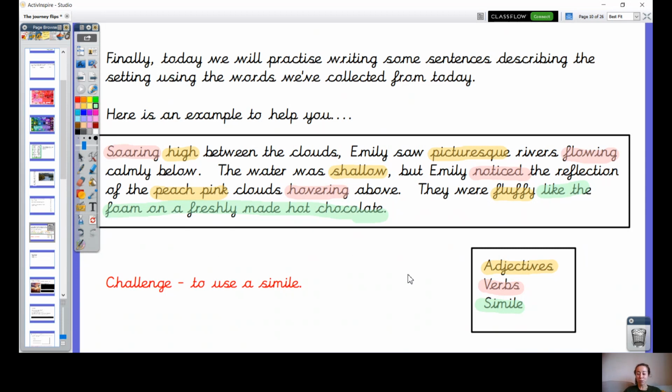So now it's your turn. You're going to have a go at using your vocabulary words in your inspiration station. And underneath on the second half of your page, you're going to have a go at writing a little setting description using some of those words. If you like a challenge, have a go at using one of your own similes and try and make it quite original. Okay, I'm going to pause there.